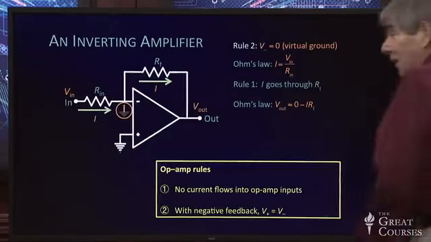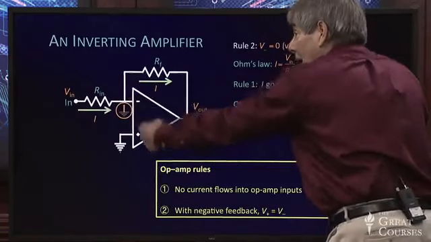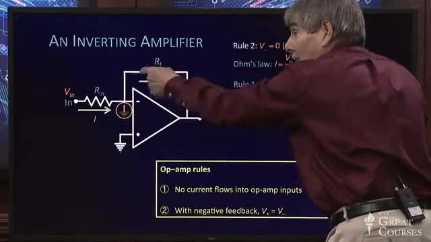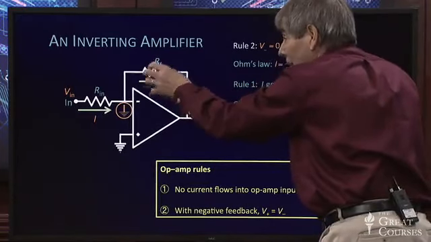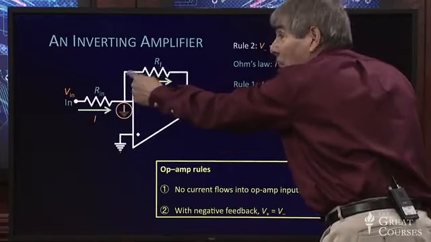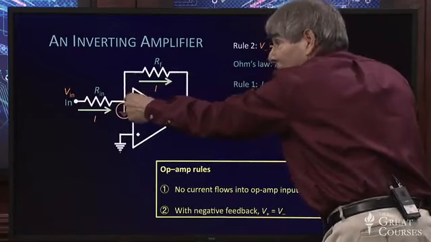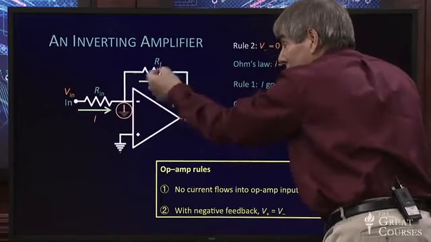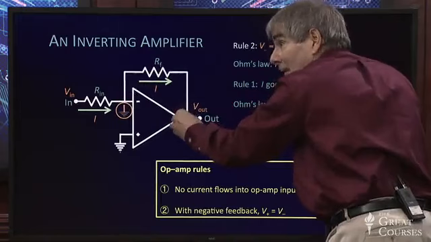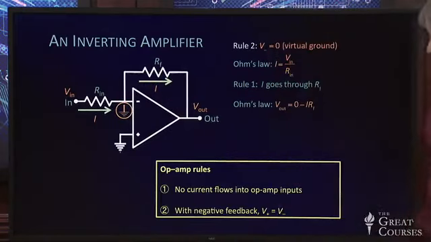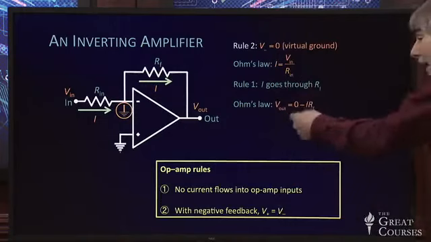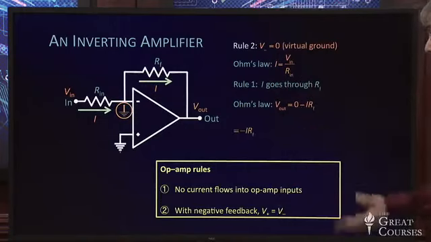Ohm's law tells us if I have 0 volts here and I've got a current I flowing through RF, I've got a voltage drop across RF of I times RF, and this side is more positive than this side. But this side's at 0, because that's the way the current's flowing. This side's at 0, so this side is negative. And it's negative by 0 minus the current times the feedback resistor, so V out is 0 minus I RF, and that's simply minus I RF, because 0 minus I RF is minus I RF. But we used Ohm's law to figure out I.